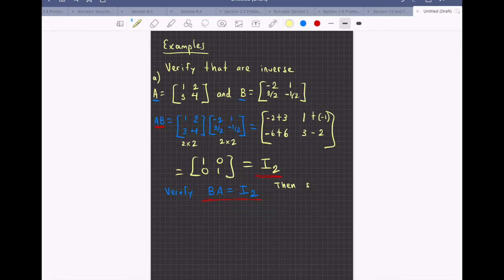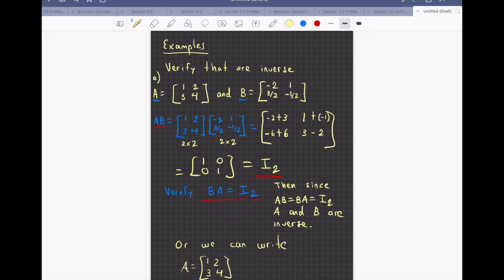Then, since AB is equal to BA equal to I2, A and B are inverse. Or we can write A is equal to 1, 2, 3, 4, and the inverse is the matrix B, -2, 1, 3 over 2, and -1/2.